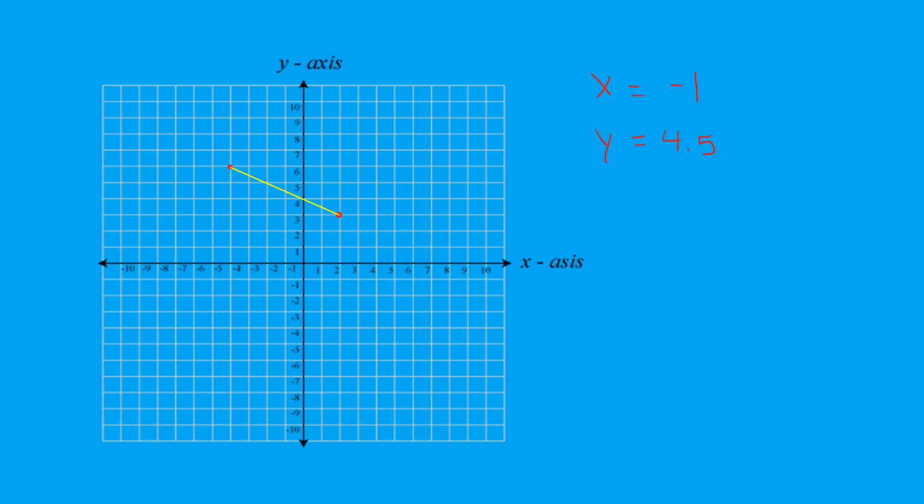Let me use a different color. So we go to -1, 4.5, right there. And that does look like that is right in the middle of that line segment. Right there. It does too. Wow, I love that. It's amazing how these formulas produce factual data. But anyway, I will end it right here.